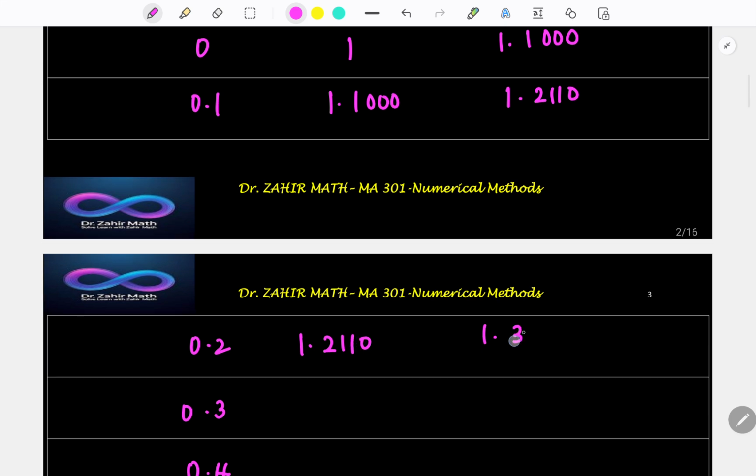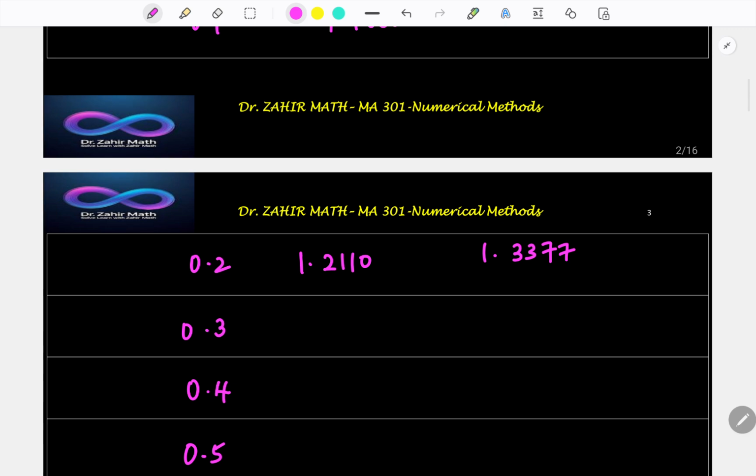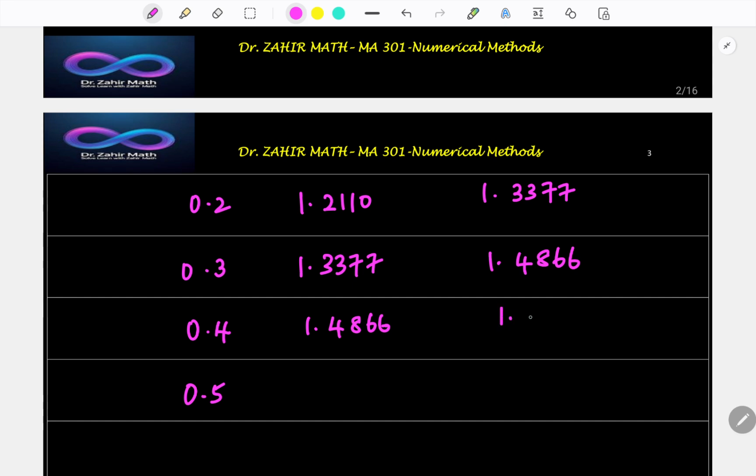You will get 1.3377. Again press equal, and then press equal. So you will get 1.3377 is your y value. Your Euler value is 1.4866. Again press equal, again press equal, and then press equal, and you will get these values. You write it here, and the value will be here.